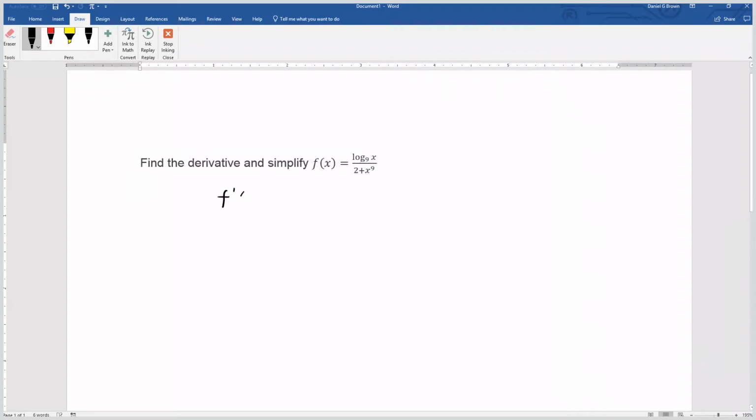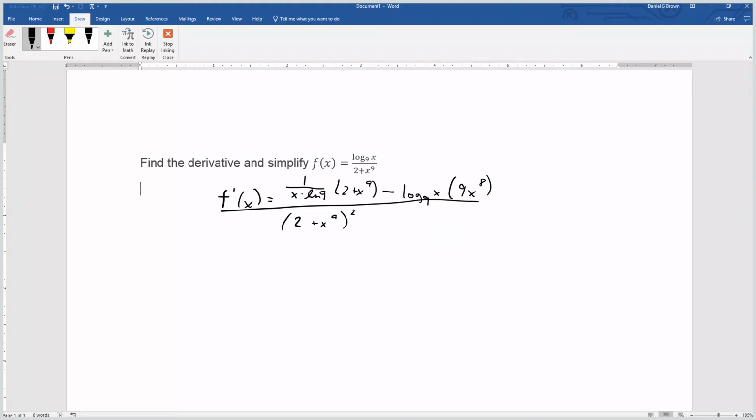So f prime of x is equal to the derivative of log base 9 of x. So we're doing the derivative of the numerator, which is 1 over x ln of 9, times the denominator, 2 plus x to the 9th, minus the numerator, log base 9 of x, times the derivative of the denominator, 9x to the 8th, all divided by 2 plus x to the 9th squared. So if this were my test, I would say stop there and you are fine.